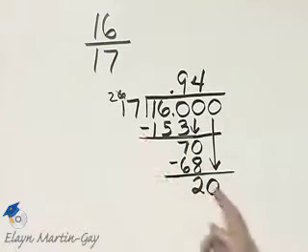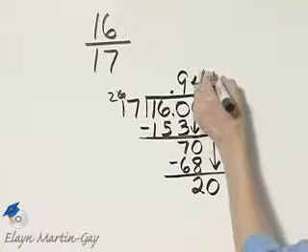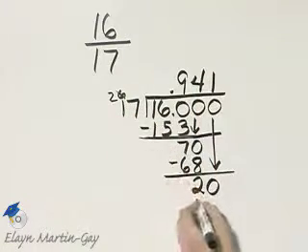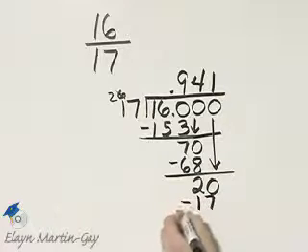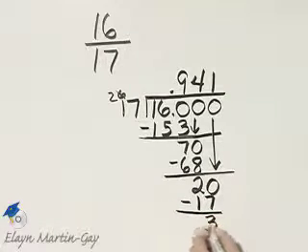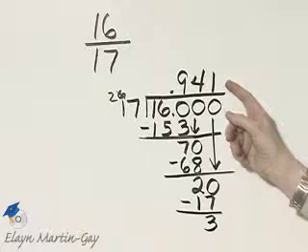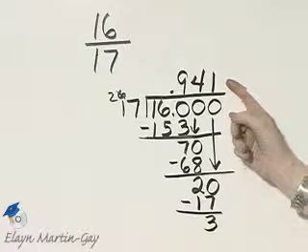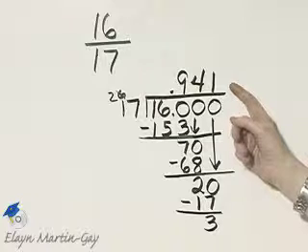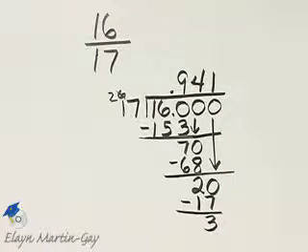How many times does 17 divide into 20? That would be 1 time. 1 times 17 is 17. Subtract, and we have a remainder of 3. I don't believe this is going to go evenly, at least through the next place value. So let's carry this one more place value, and then I'll round to the nearest thousandth.